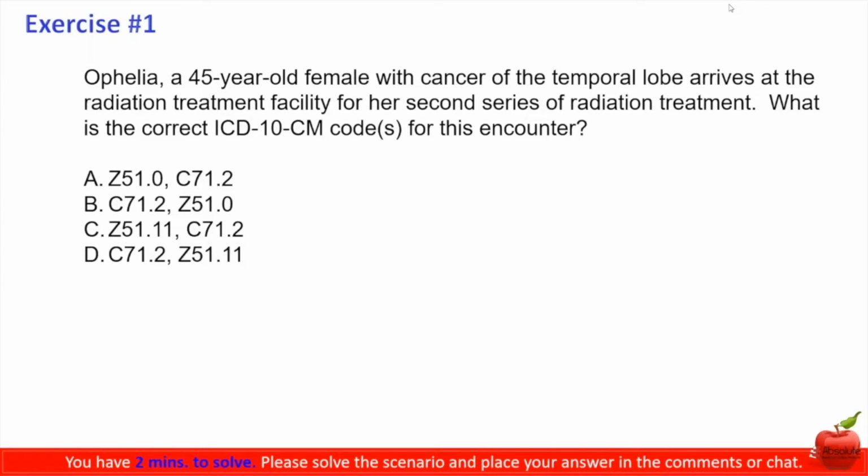Olivia, a 45-year-old female with a cancer of temporal lobe, arrives at the radiation treatment facility for her second series of radiation treatment. What are the ICD-10-CM codes assigned for this encounter? So coders, you've got 2 minutes to solve the scenario. See you after that.